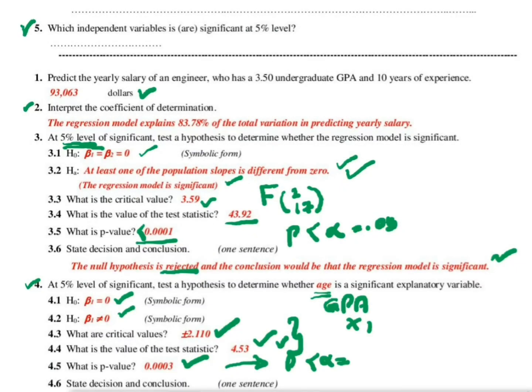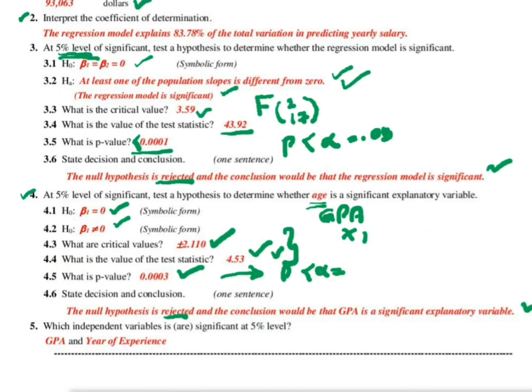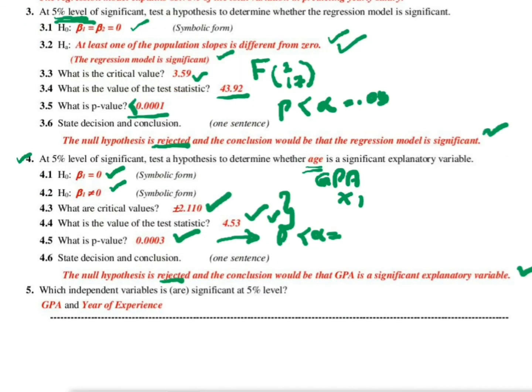Question number 5. Which independent variables are significant at 5% level? So we have tested X1, GPA. GPA is significant, right? Okay, how about years of experience, X2? So is beta 2 0 or not? The critical value is the same, same degrees of freedom.